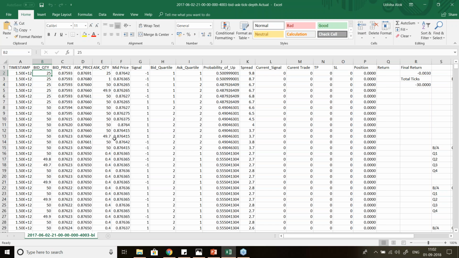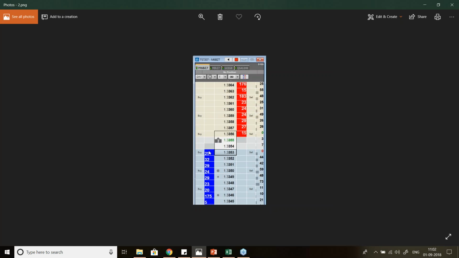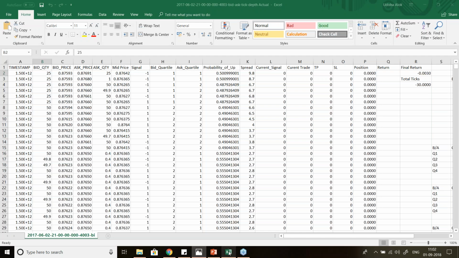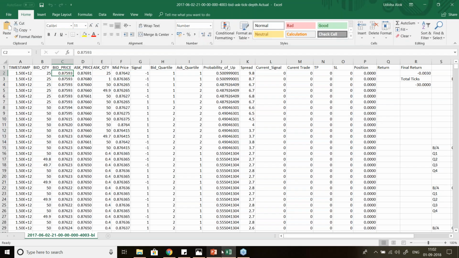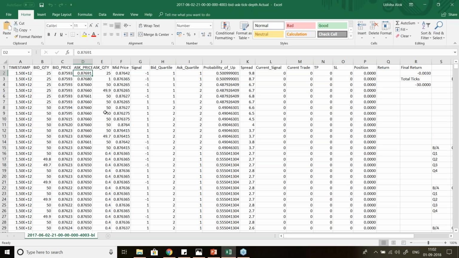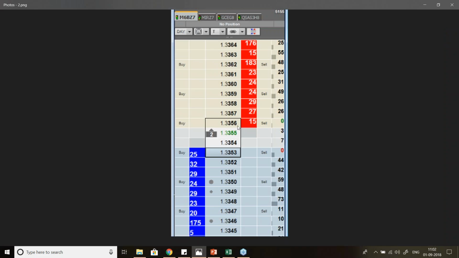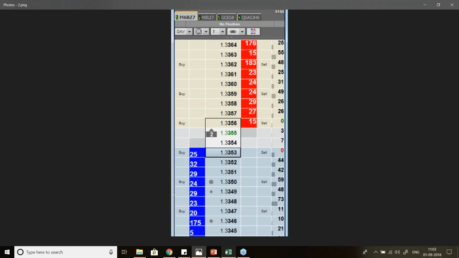So coming back, this is bid quantity. That is the amount of volume that is there on the bid side. So here, this 25 is the bid quantity at this point of time. So what we see here is basically a representation of that. And then we have this bid price, which is similar to this price 1.3353. And then we have ask price, which is 0.87691, which is similar to this 1.3356. That is the ask price. And we have the ask quantity, which is 25, which is similar to 15.